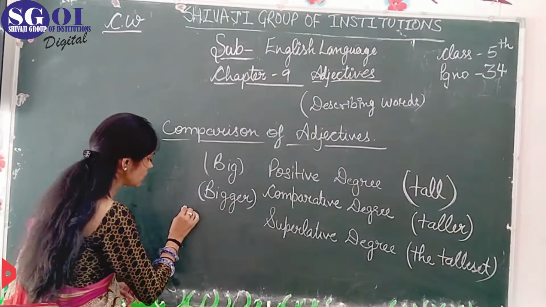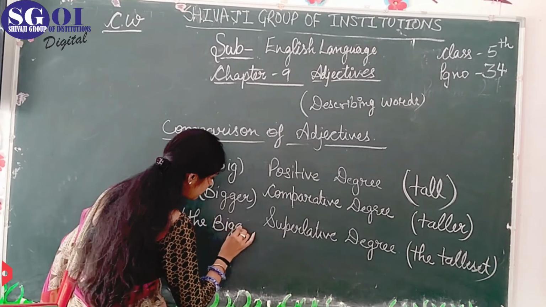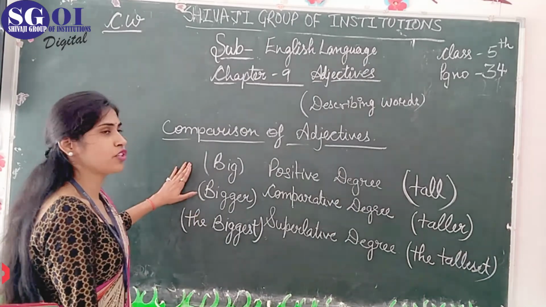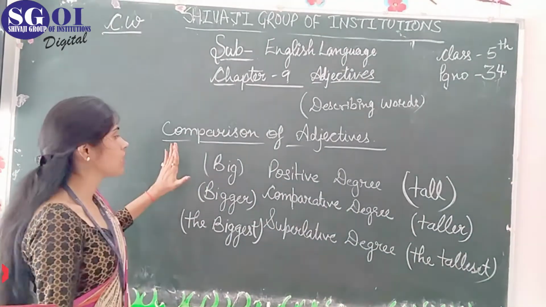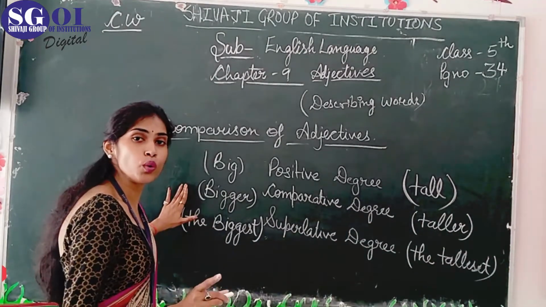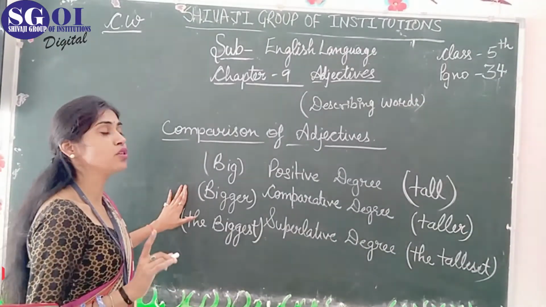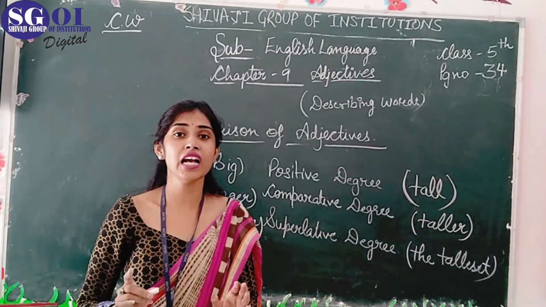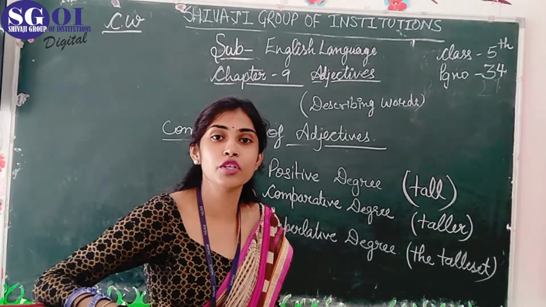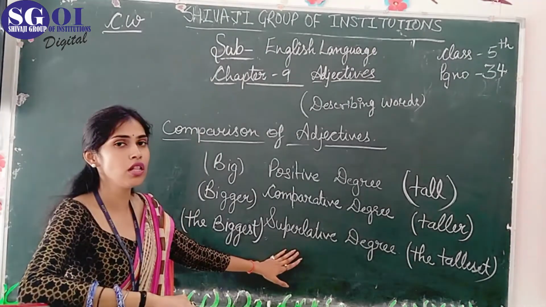There are a lot of animals, that's why we use the superlative degree. When we talk about a single candidate, we use positive. When we compare two things or two nouns, we use the comparative degree. And when we compare one to many, we use the superlative degree. I hope this is clear to you all.